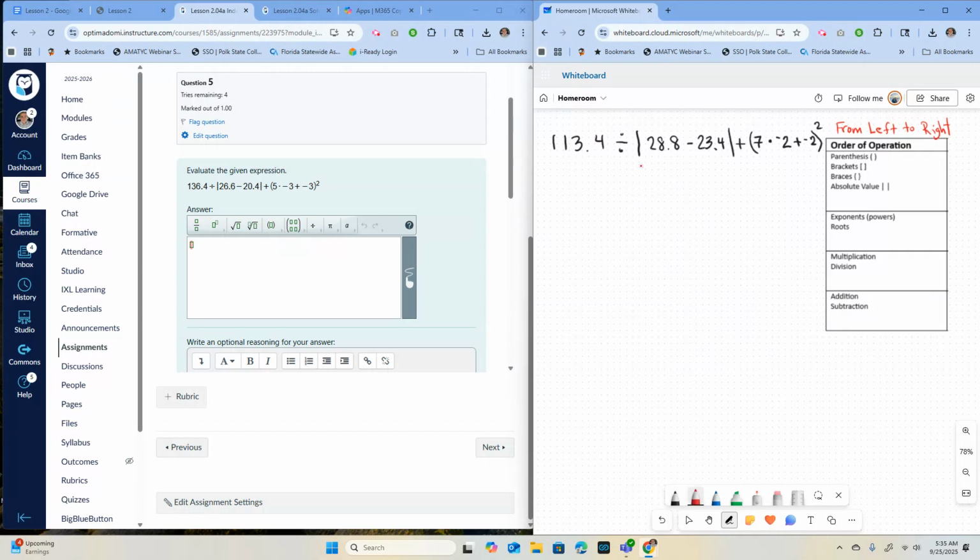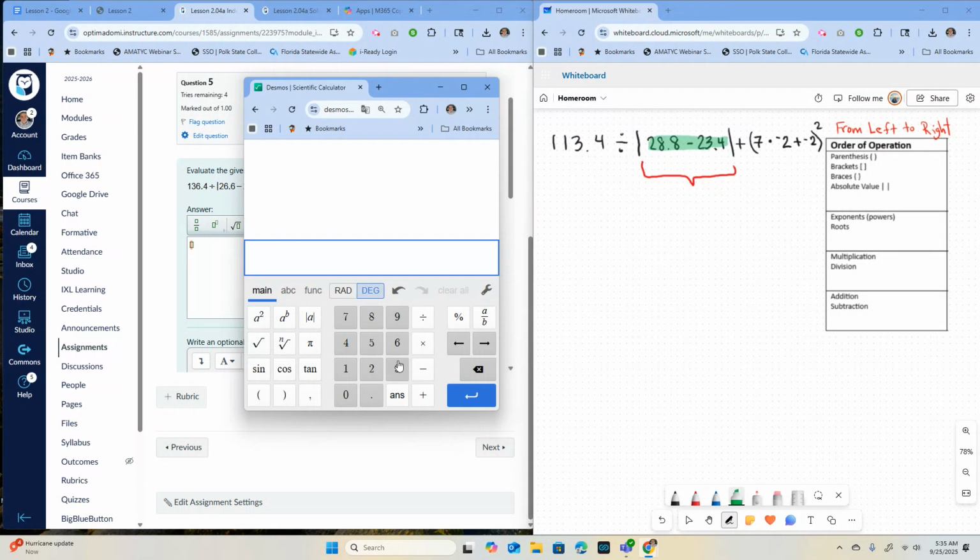So I'm going to do first the absolute value bars here. See this one here? I'm going to do that first. Okay. And I need to work inside the absolute value. Now, inside the absolute value, I have only a subtraction. So let's take our calculator. And we're going to do that subtraction in the calculator. 28.8 subtract 23.4. And you can see I got 5.4.